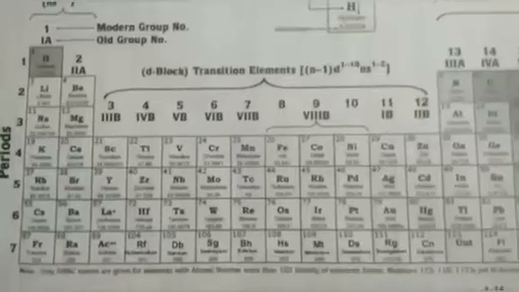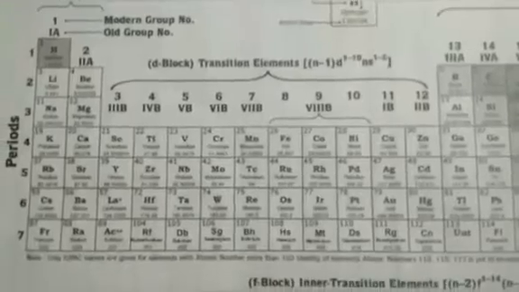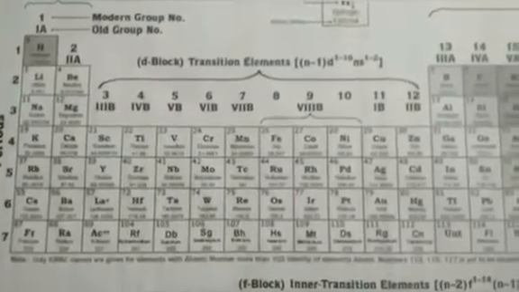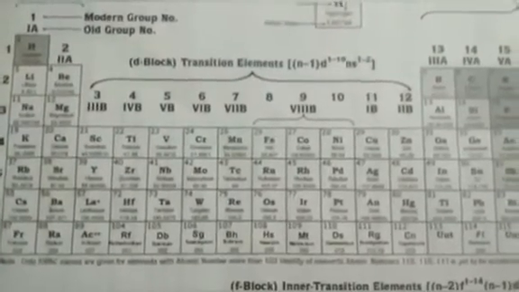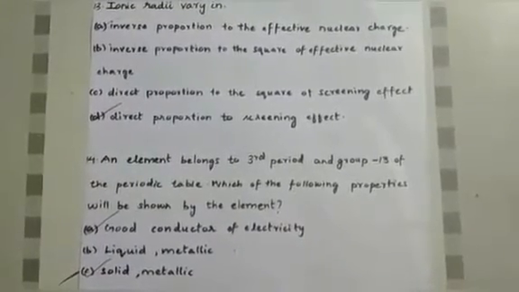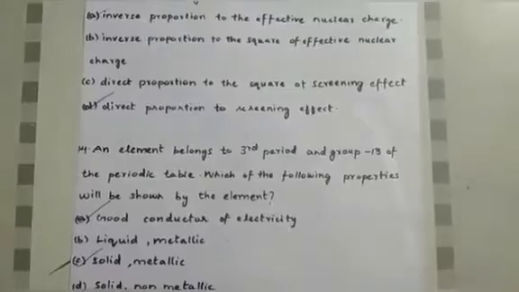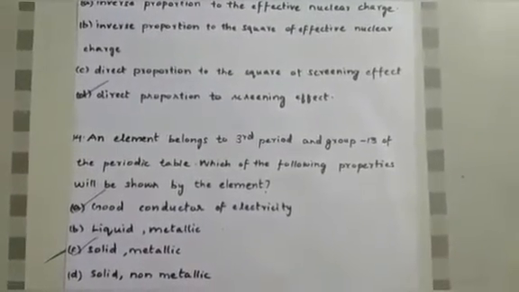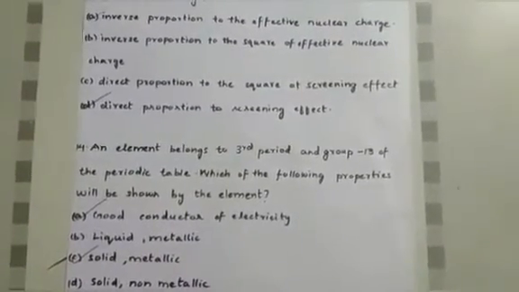Solid non-metallic. The element in group 13 in third period is aluminium. Aluminium is a metal. From the given options, we can get the answer as option A, good conductor of electricity, and C, solid, metallic.